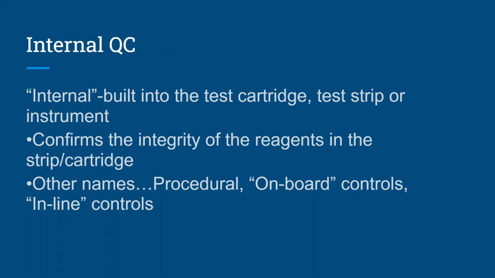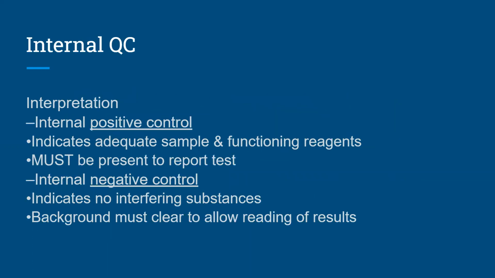Internal quality control, or QC, is built into the test cartridge, the test strip, or the instrument. It's going to be a component involved in each test and not done just once. It's going to be done each time the test is used. It confirms the integrity of the reagents in the strip or the cartridge. Other terms that may be used for quality control are procedural or onboard controls or inline controls. Those all mean the same thing.